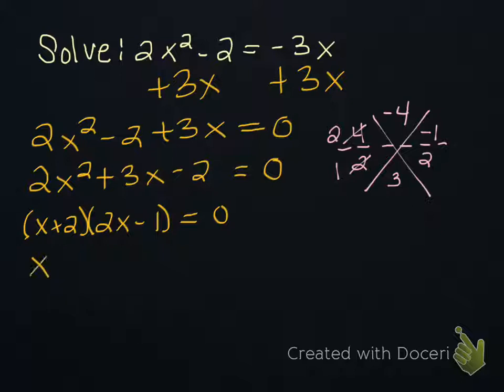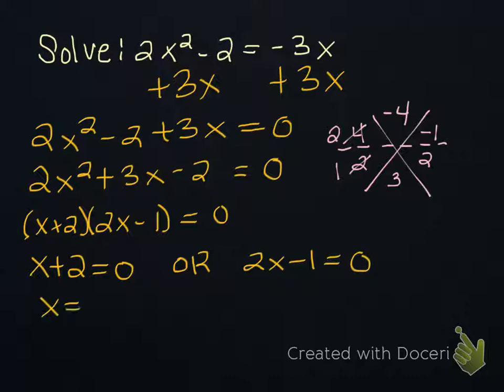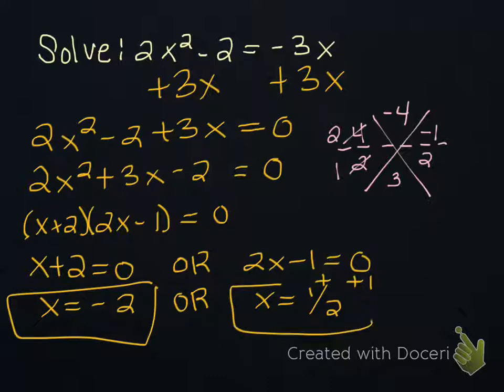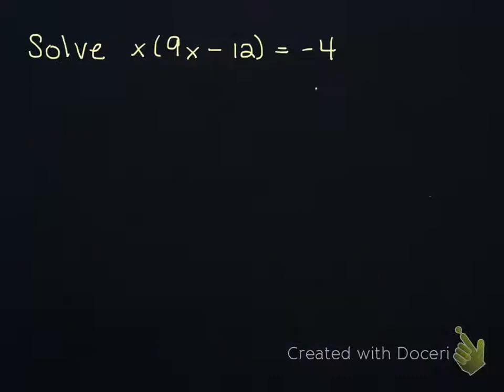So now I set x plus 2 equal to 0, or 2x minus 1 equals 0. So x is equal to negative 2, or x is equal to 1/2 by adding 1 to both sides and dividing by 2. So I'll circle my two solutions, and we'll move on to the next example.